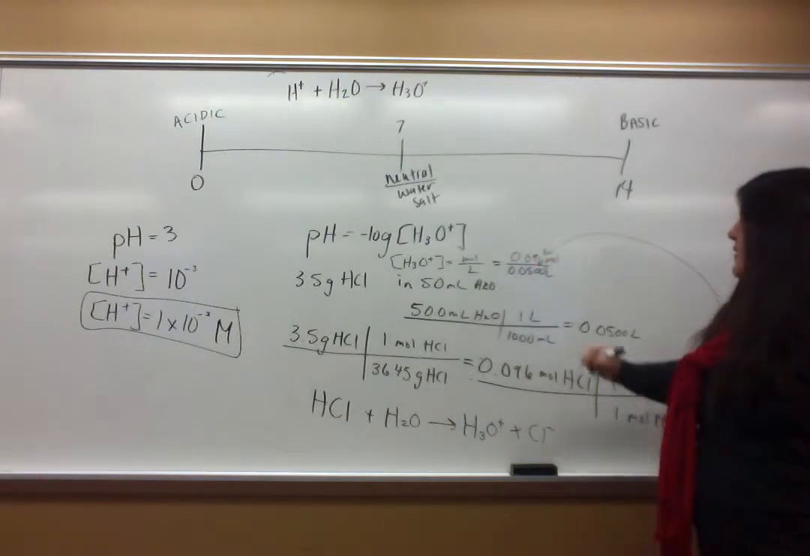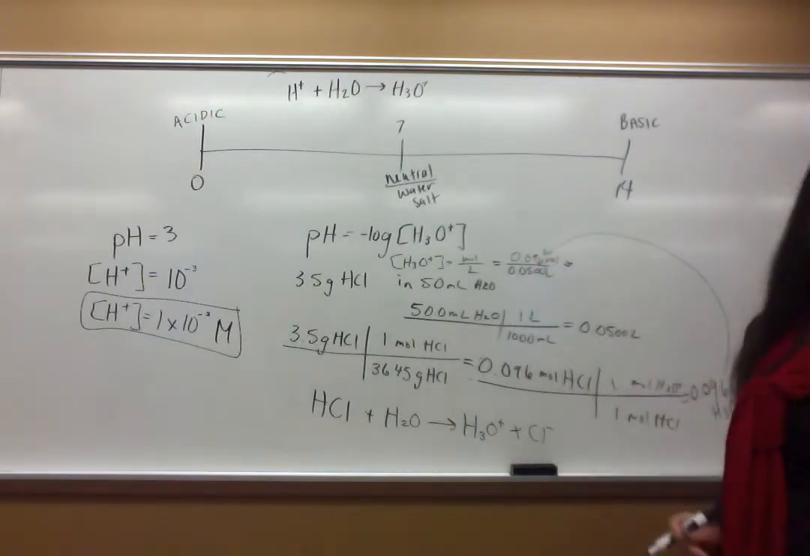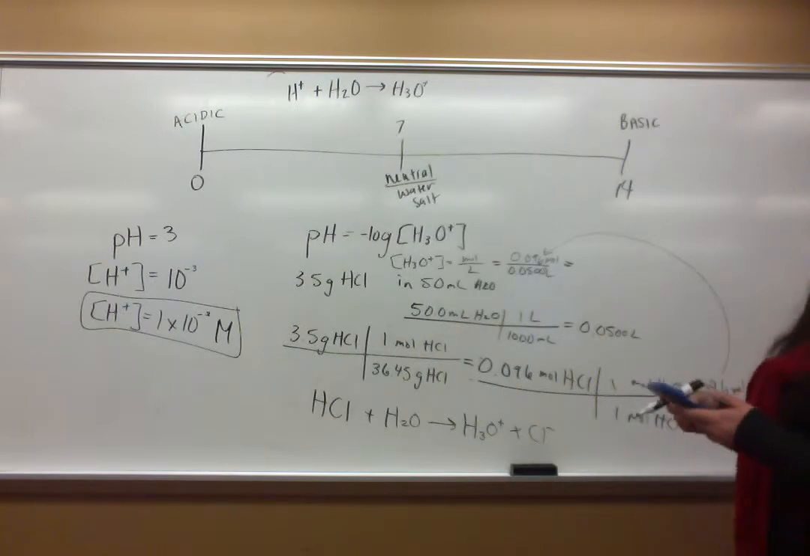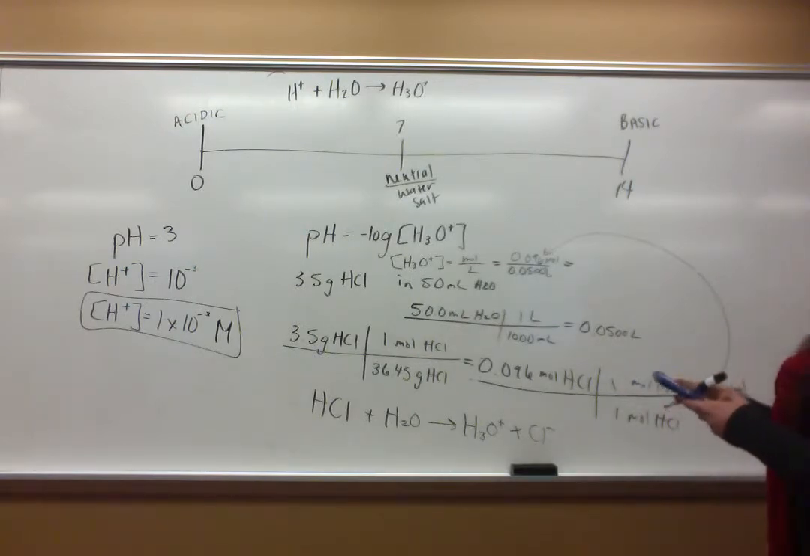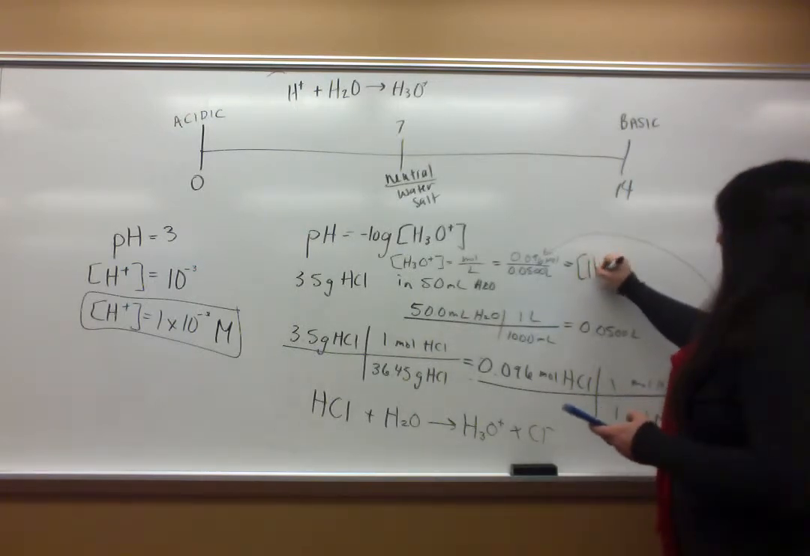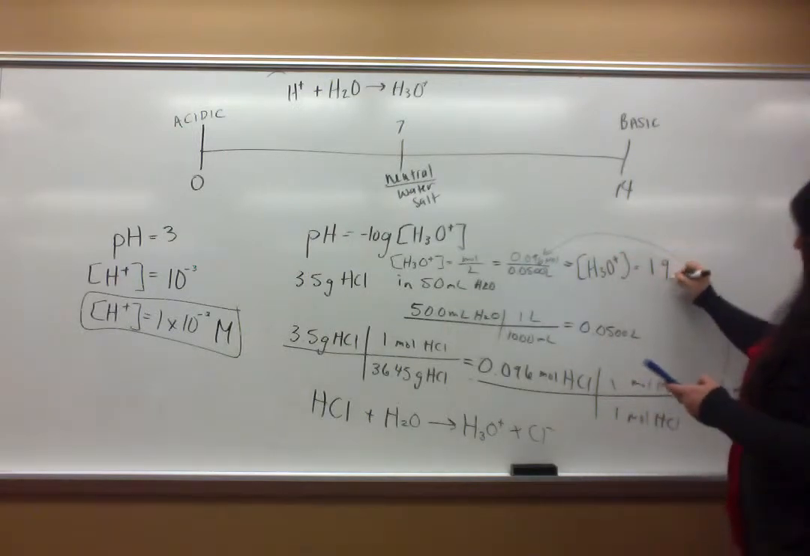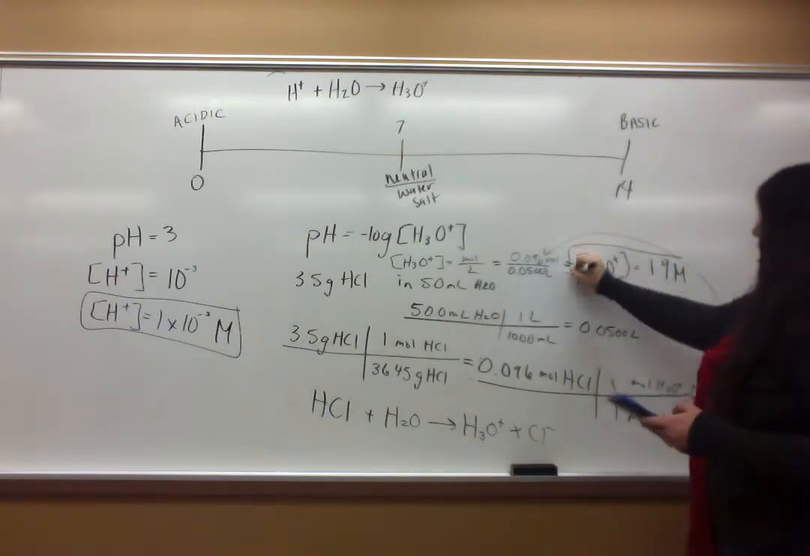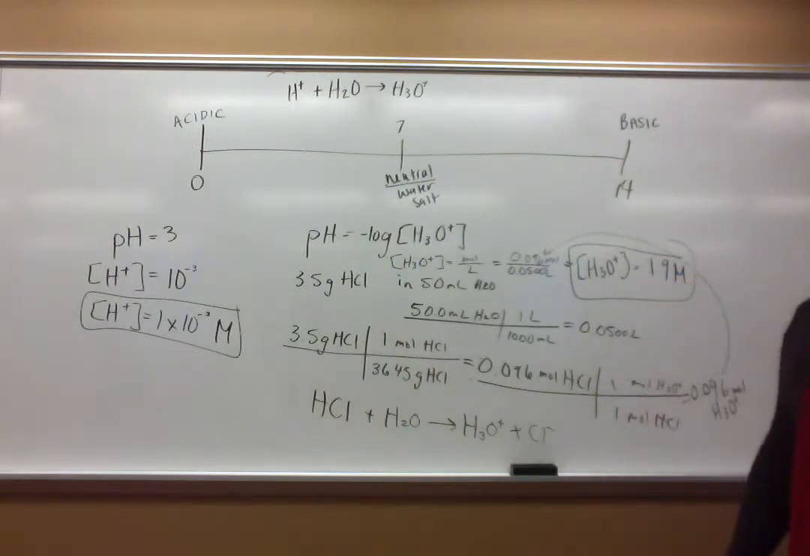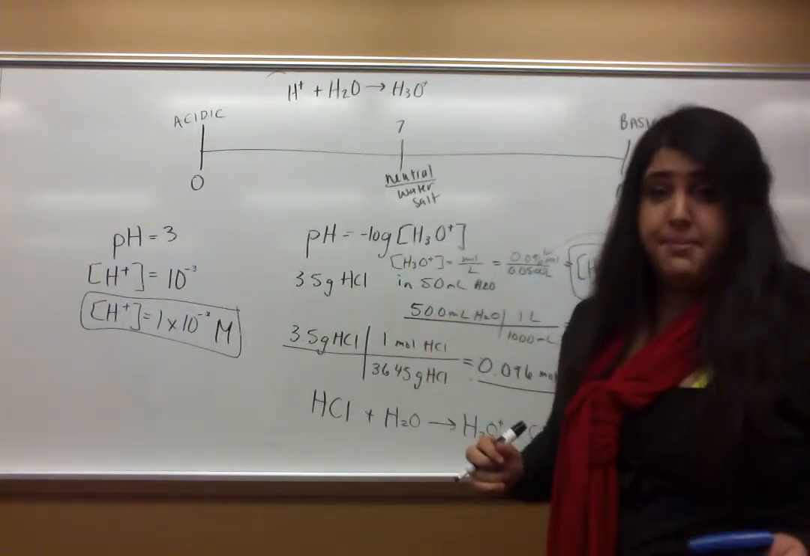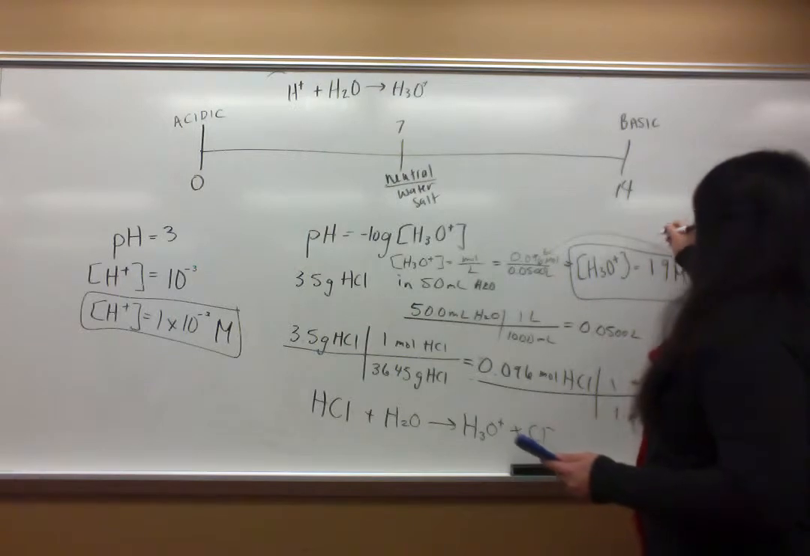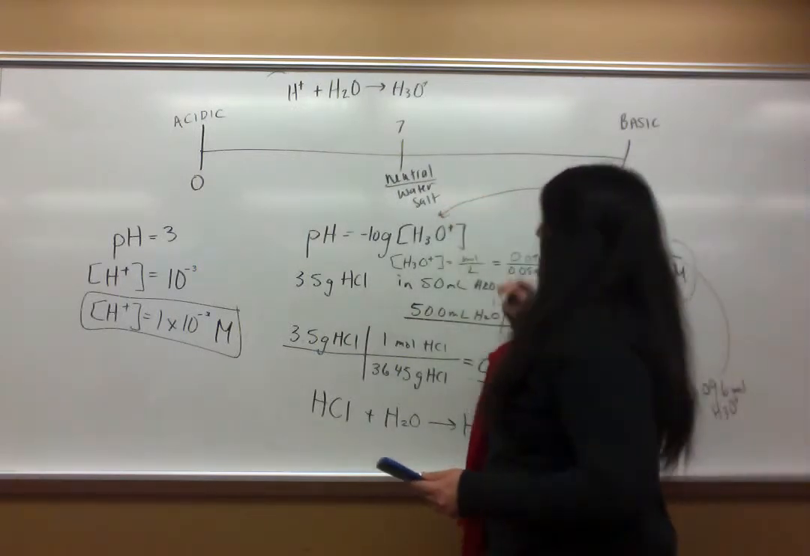I can take that moles of H3O+, put it up here, 0.096 moles of H3O+ to find some concentration. I'll find my concentration of H3O+. My concentration of H3O+ now is equal to 1.9 molarity. I find my concentration of H3O+, and finally I can find my pH of the solution. All I have to do is plug this number right into here.